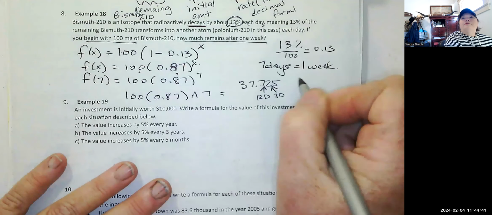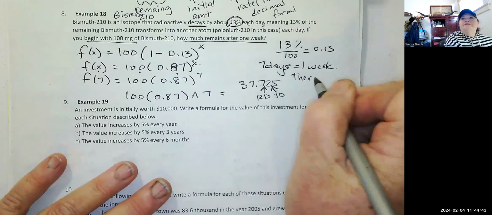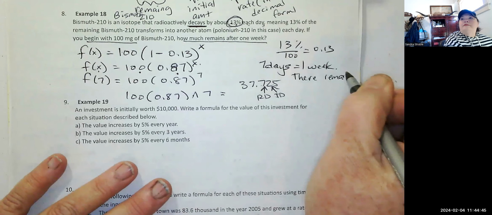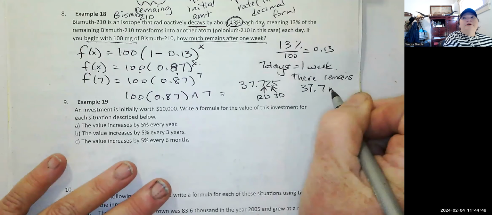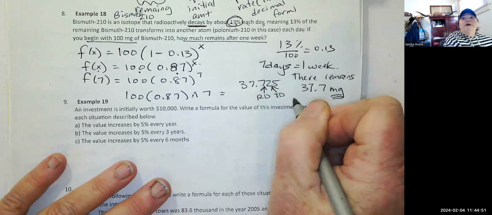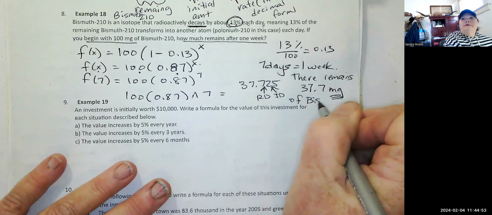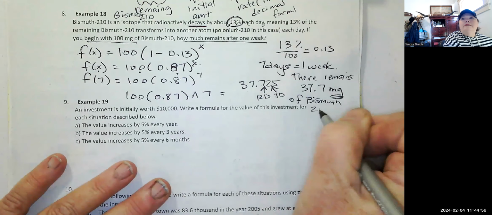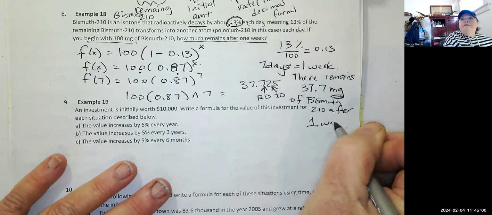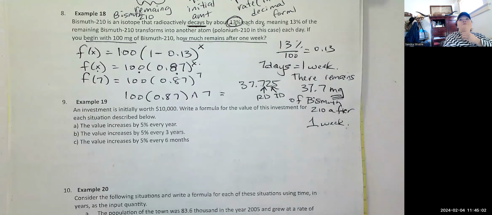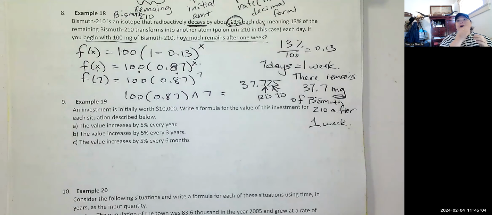So there remains 37.7 milligrams, get those units in there, of bismuth 210 after 1 week? Just answer the question. How much of bismuth 210 remains after 1 week?